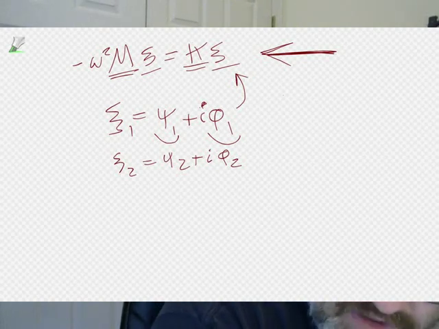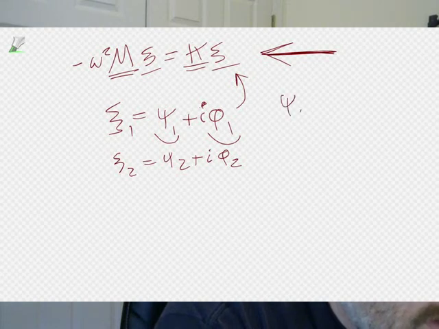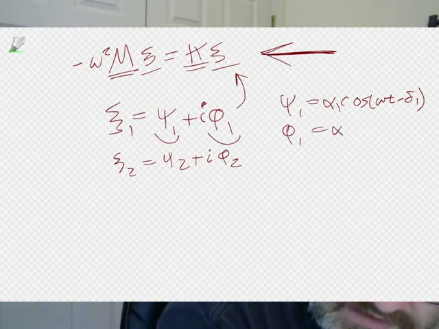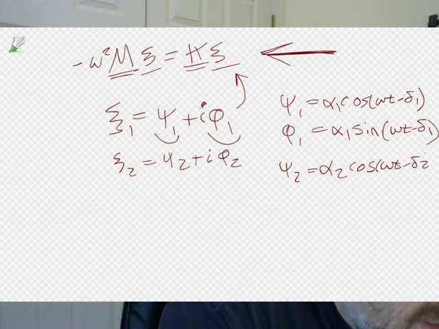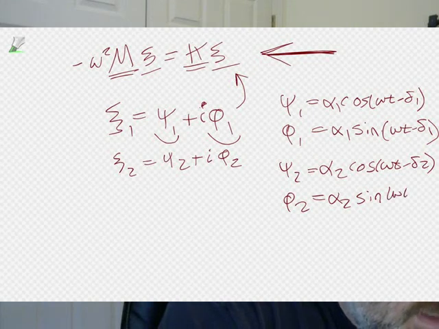And then psi 1 plus i phi 1 was equal to, psi 1 was alpha 1 cosine omega t minus delta 1, and phi 1 was alpha 1 sine omega t minus delta 1, right? And likewise, psi 2 was alpha 2 cosine omega t minus delta 2, and phi 2 was alpha 2 sine omega t minus delta 2, right?